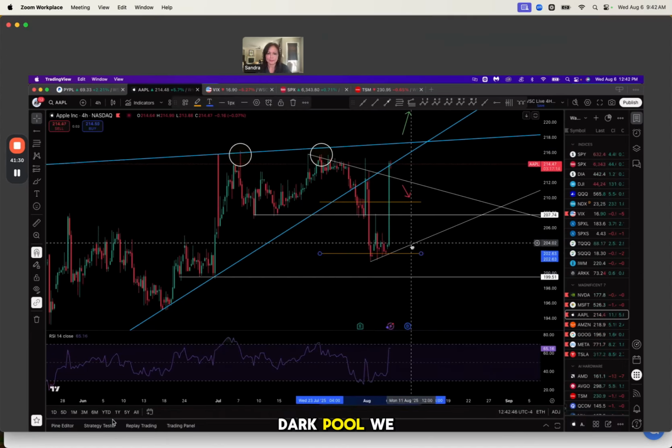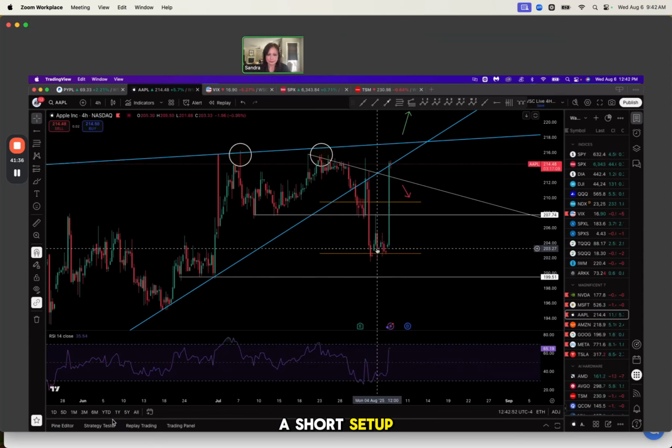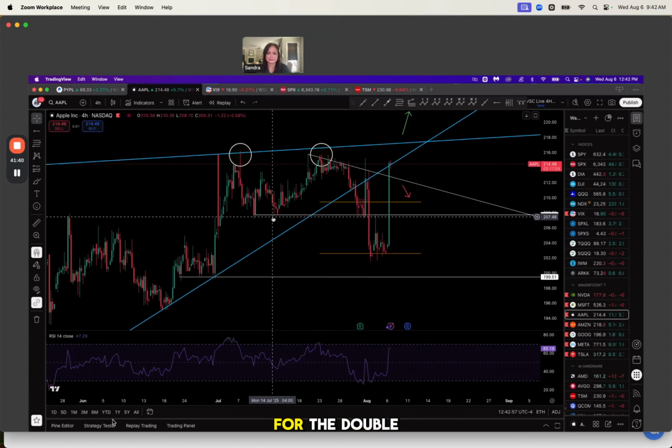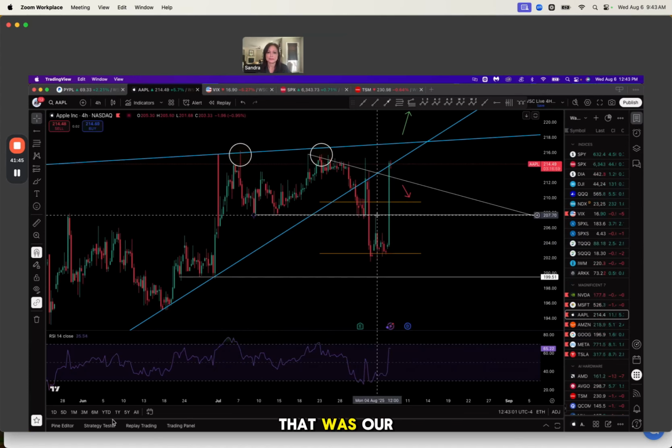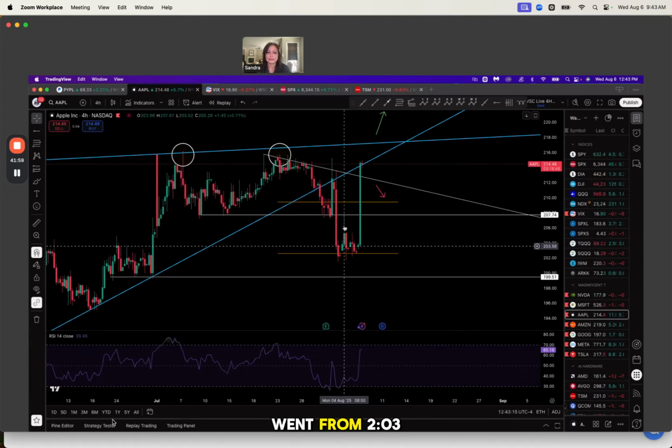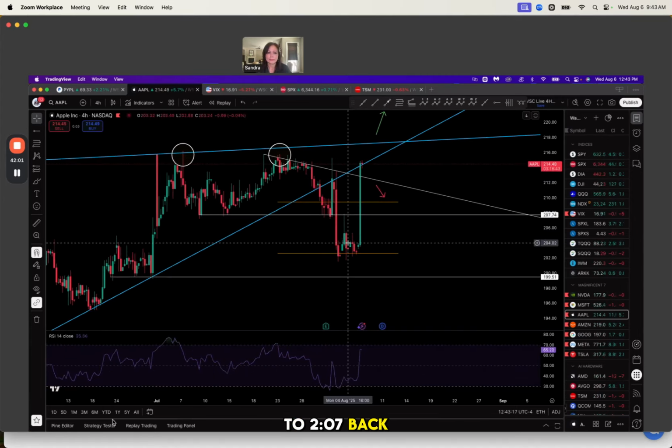So okay, if we break lower here, that would be a short setup. Or if we retested the neckline breakdown for the double top at 207.70, that was our automated trade. We automated this one. We can see how Apple went, retested resistance, and had a big reversal. I missed that reversal, but price had already gone from 203 to 207 and back to 203, and the trade gave a very nice profit.